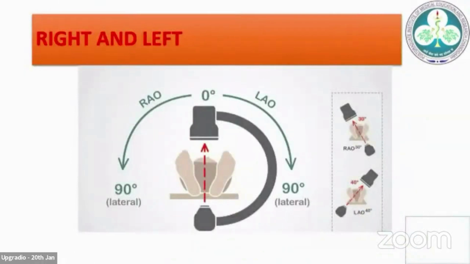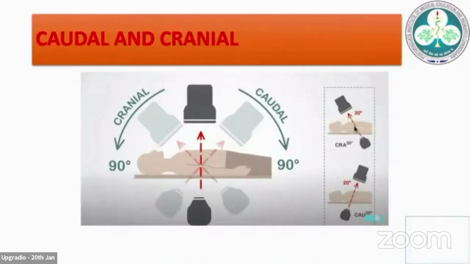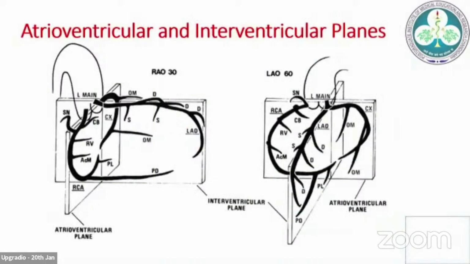So regarding the views, this is the RAO and the LAO view which have to be taken, and then again this is right and left, and then caudal and cranial. These are the various views which have to be taken during the angiography, and these are the two important planes one should understand: atrioventricular and interventricular. The first diagram is of atrioventricular.